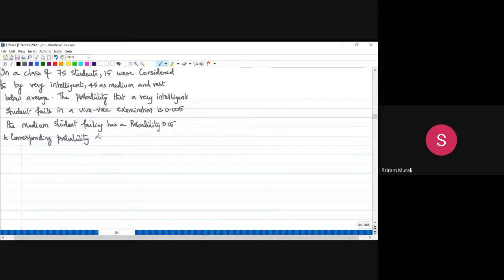The corresponding probability for a below average student.